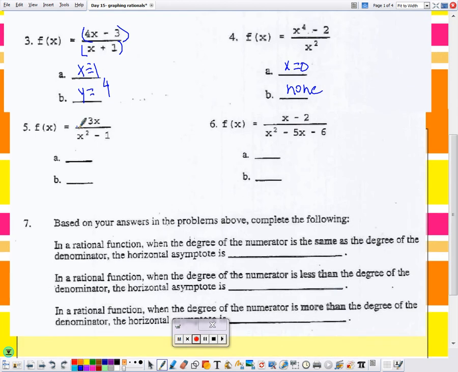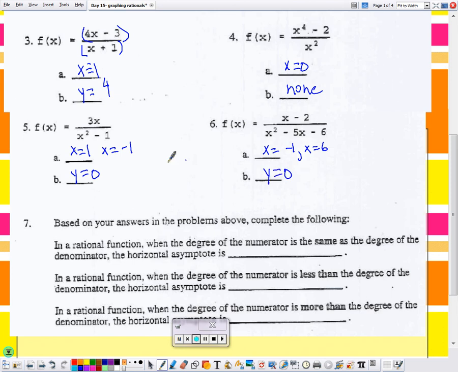Number 5 had vertical asymptotes, actually two, at x equals 1 and -1. And do not write plus or minus. And it had a horizontal asymptote at y equals 0. And lastly, number 6 had a vertical asymptote at x equals -1, and another one at x equals 6. It had a horizontal asymptote at y equals 0.